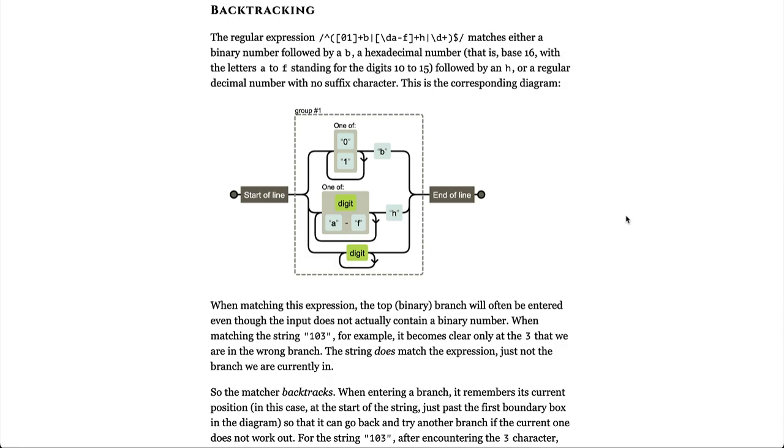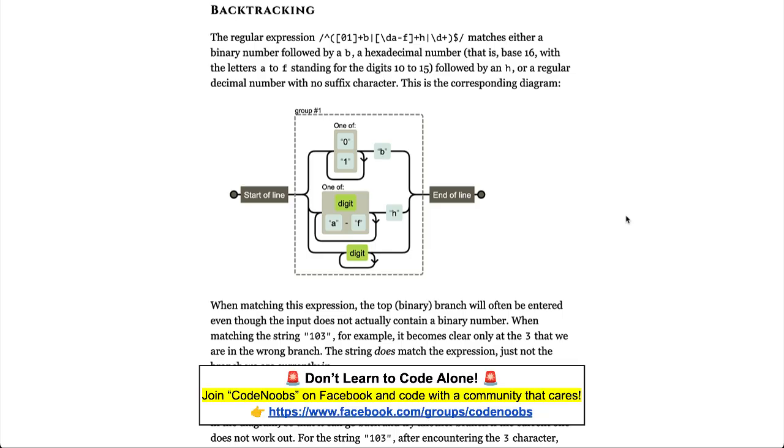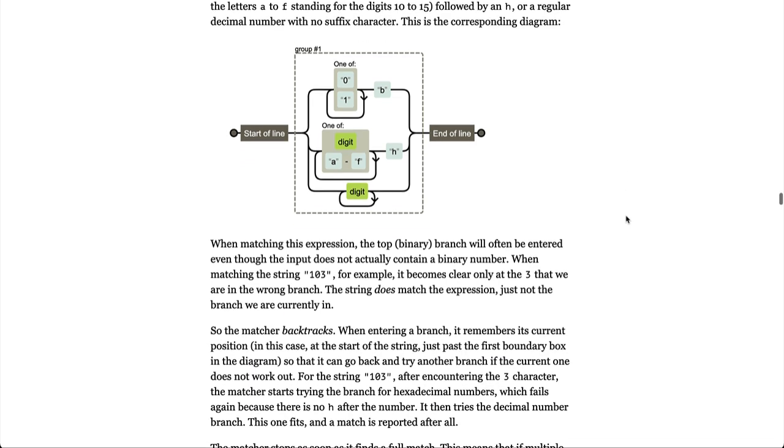Backtracking. The regular expression /^([01]+b|[\da-f]+h|\d+)$/ matches either a binary number followed by a b, a hexadecimal number, that is base 16, with the letters A to F standing for the digits 10 to 15, followed by an h, or a regular decimal number with no suffix character. This is the corresponding diagram.